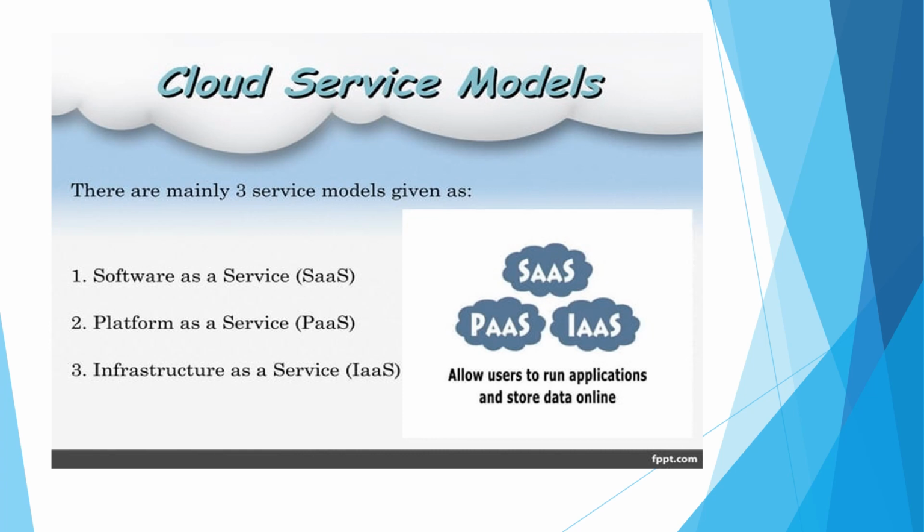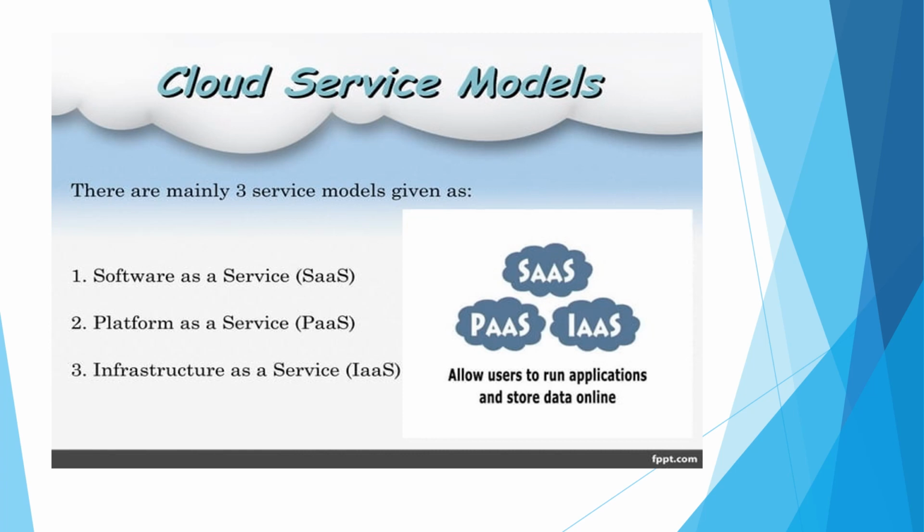Okay, one like SaaS and PaaS and IaaS: software as a service, platform as a service, infrastructure as a service. So allow to the user to run application and store and data online. It can be used on cloud services. So it is called cloud service model. Software as a service, platform as a service, infrastructure as a service. It's very important this service.